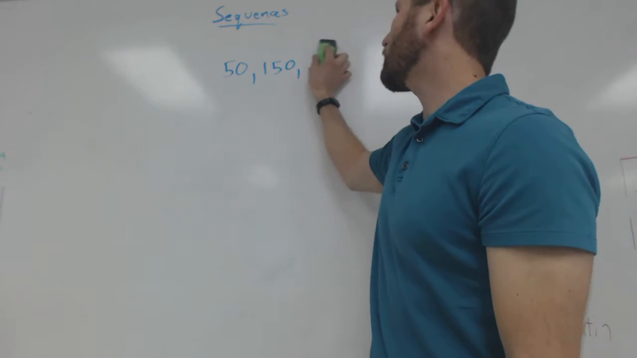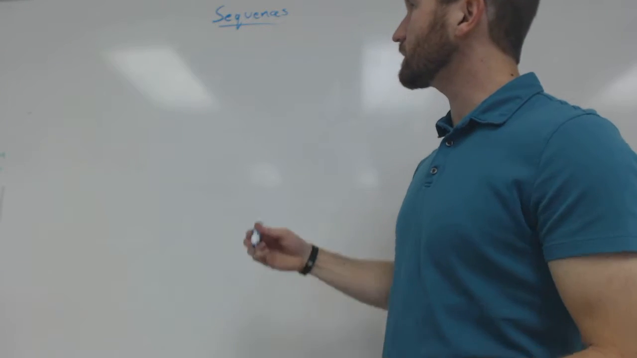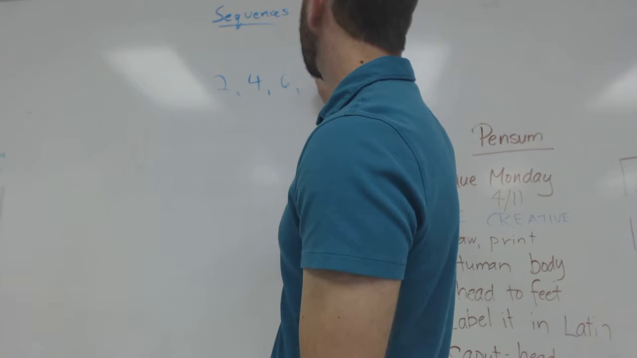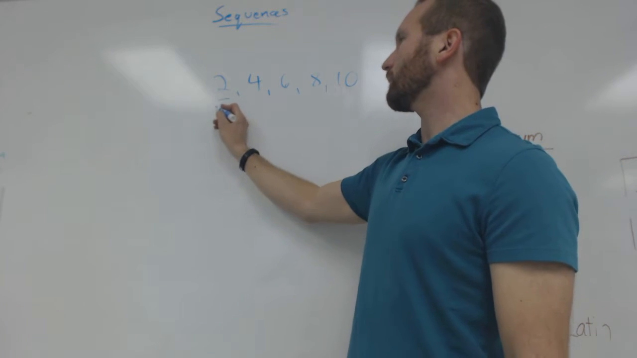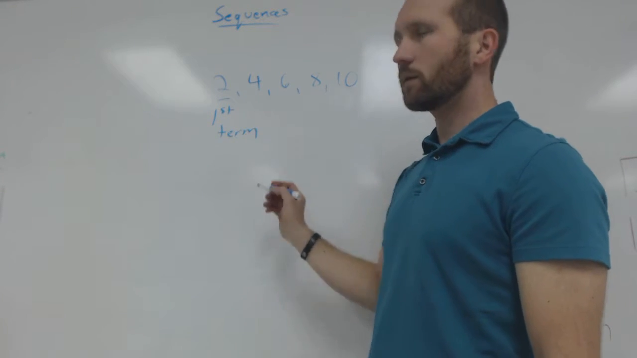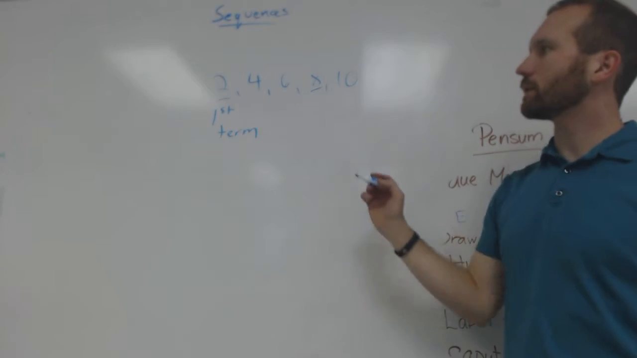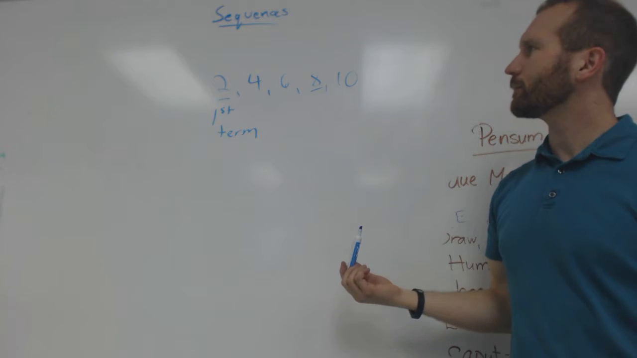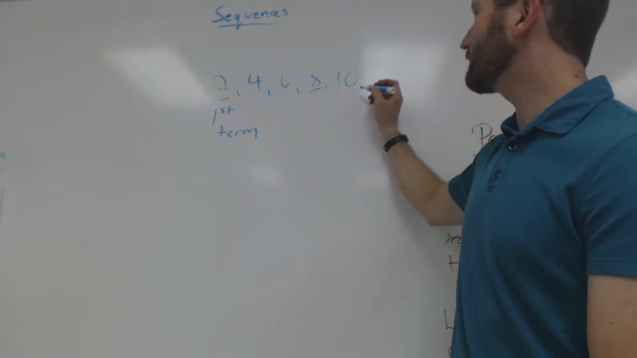Like I said, there is more to this. There's some sort of common sense stuff about this. If I had this original sequence that I talked about, this would be called the first term. So what term would this be? The fourth. The fourth term? Yeah. Kind of makes sense, right?